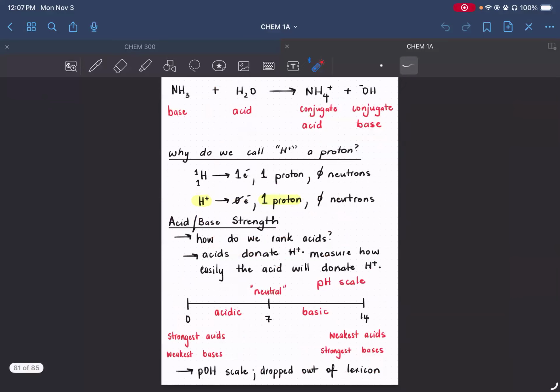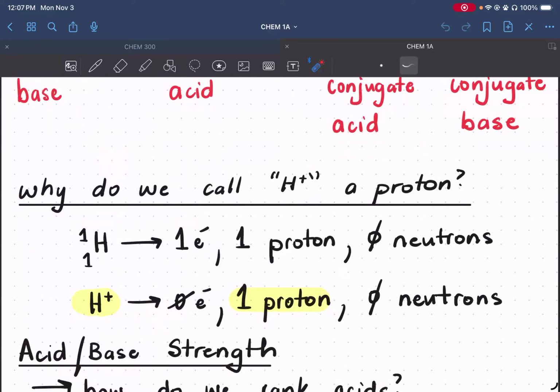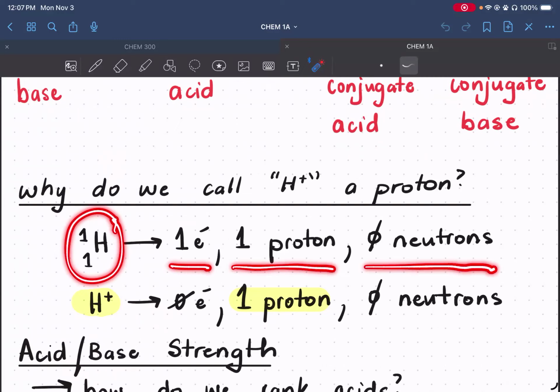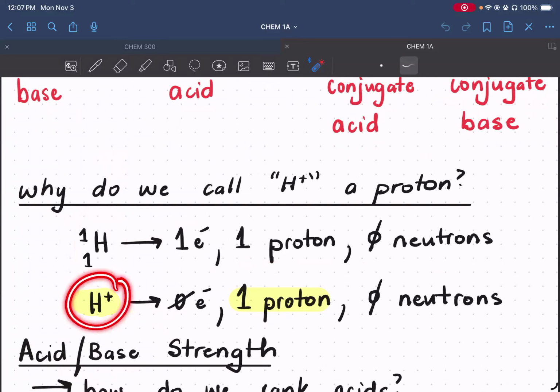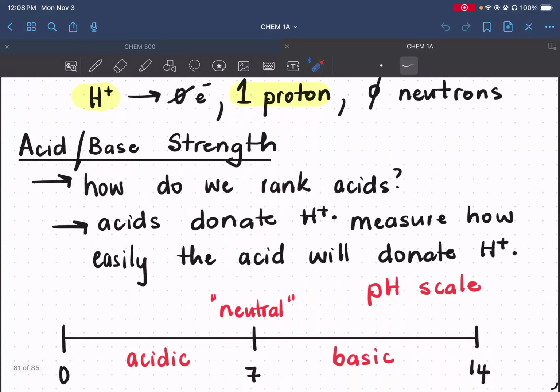Now, throughout last Wednesday's discussion, as well as just a while ago, you've probably noticed that I interchangeably call H plus a proton. The reason behind this just comes down to the chemical breakdown of that hydrogen. Neutral hydrogen has 1 electron, 1 proton, and 0 neutrons. However, H plus, having lost an electron, now only has the 1 proton present. As a result, we interchangeably refer to H plus as a proton.